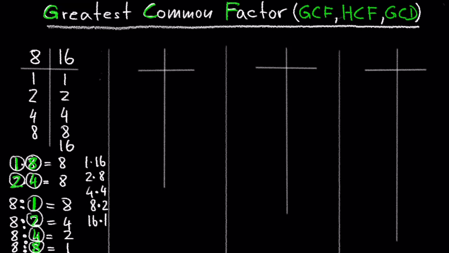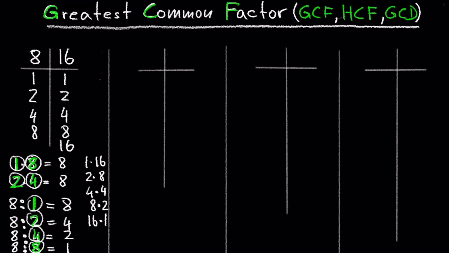Let's move on with our example. The first step is done. We found all the factors of the number 8, which are 1, 2, 4 and 8. And we found all the factors of the number 16, which are 1, 2, 4, 8 and 16.